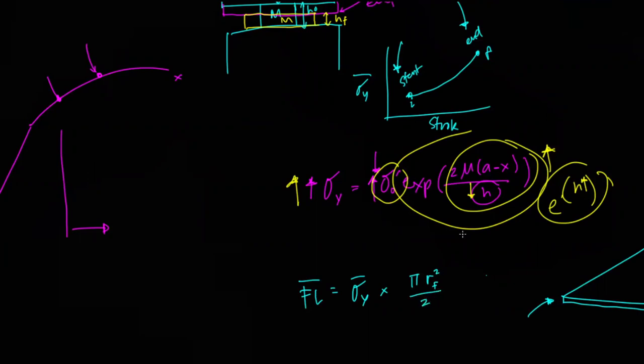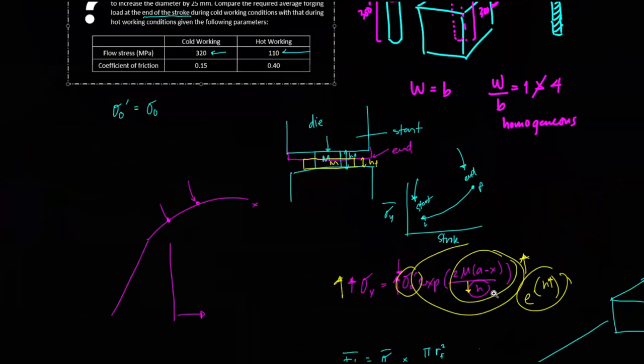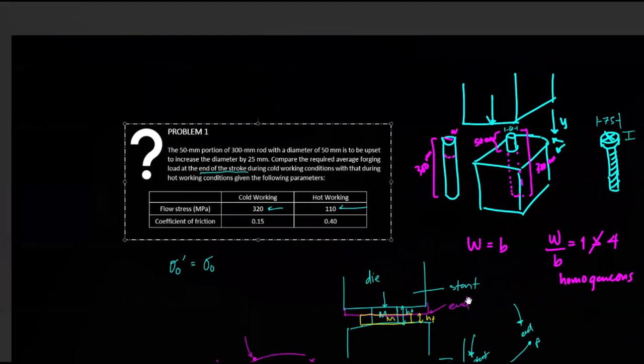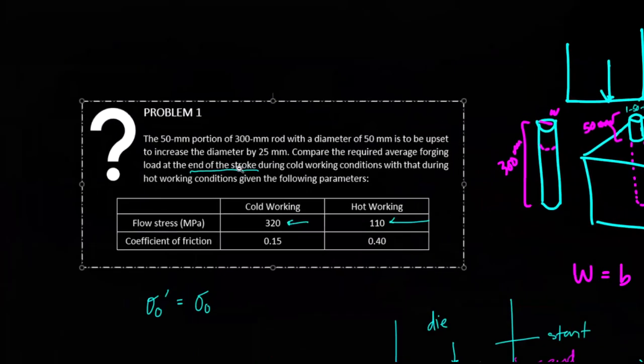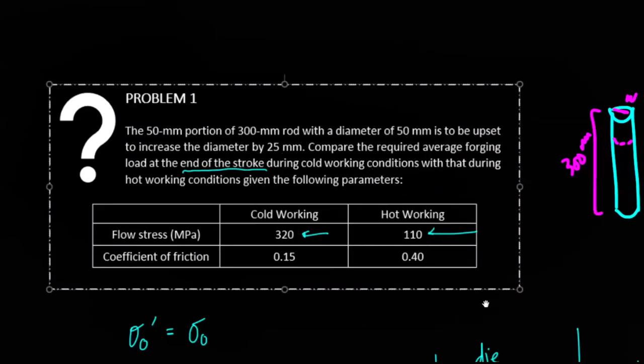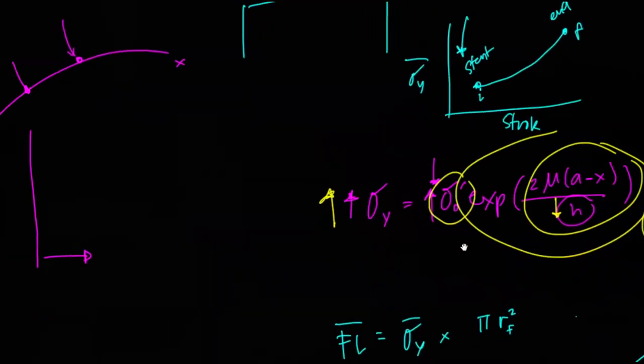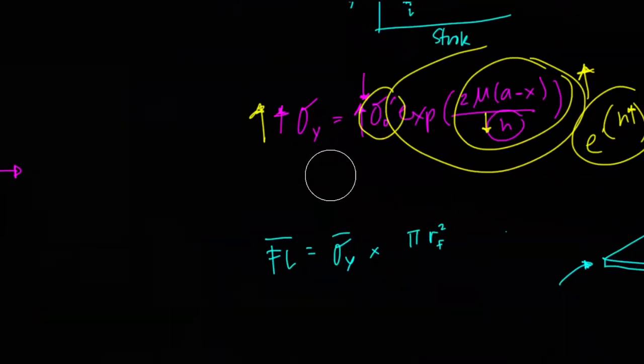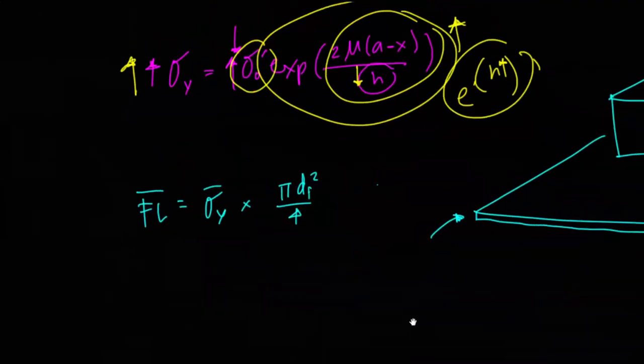Pi R squared lang pala. Or pwede ding pi D squared over 4. Ang binigay dito is diameters kasi, no? Tama ba? 50 millimeter diameter. So para hindi na tayo mag-convert, let's just use D na lang din. So we do pi D final squared over 4. So yan yung magiging final area natin.